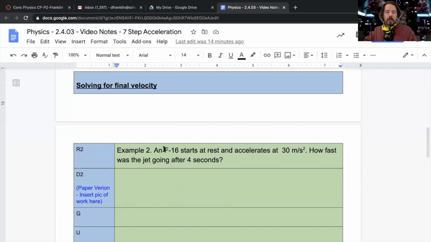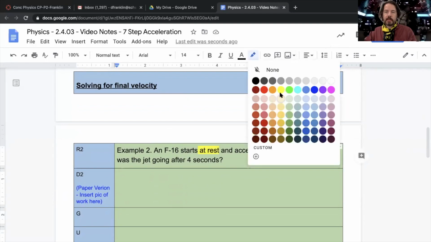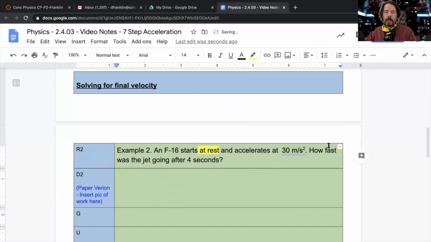So example 2, an F-16 starts at rest and accelerates at 30 meters per second squared. Well, at least they give us the acceleration this time. How fast was the jet going after 4 seconds?